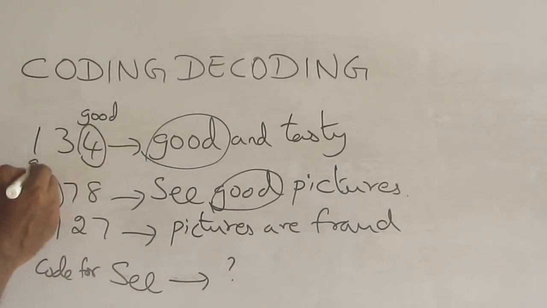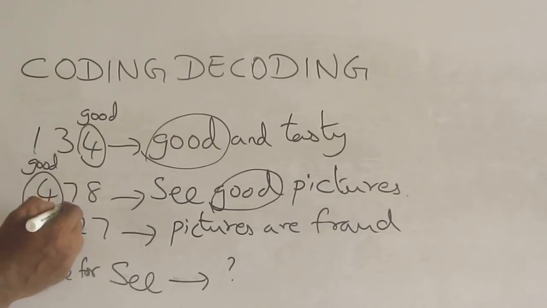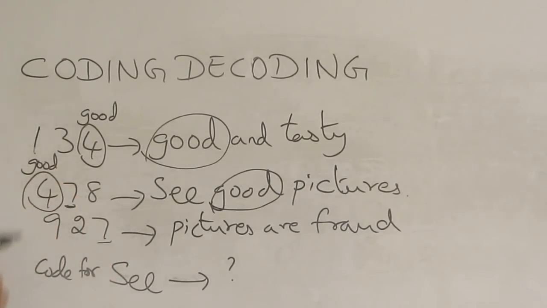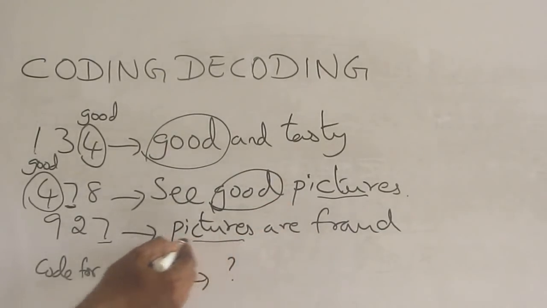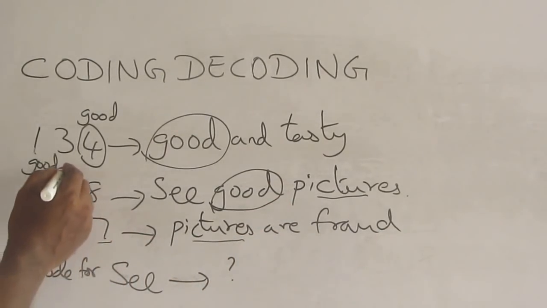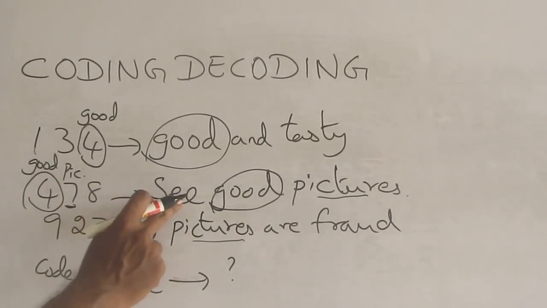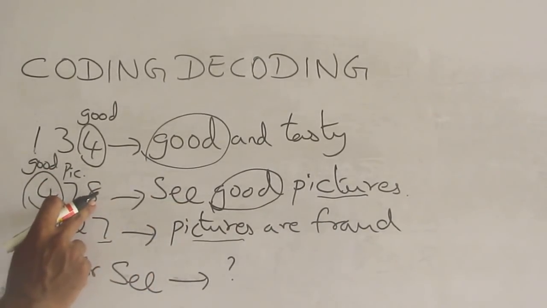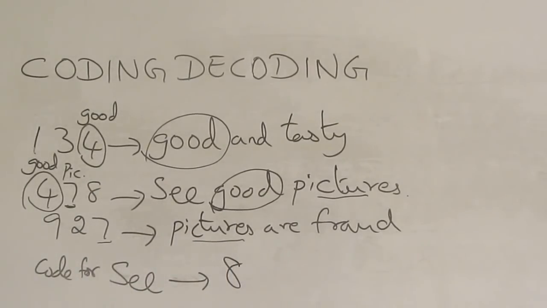So 4 is good. Now what is common between first and third? Nothing. What is common between second and third? 7 is common on the left side, and pictures is common on the right side. So the code for 7 is pictures. Now what is left out in the second statement? C on the right and 8 on the left. So C is nothing but 8. Are you clear? Very simple question. Shall we go for the next one?